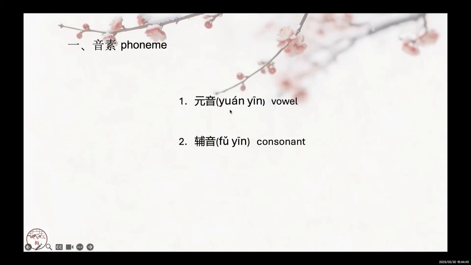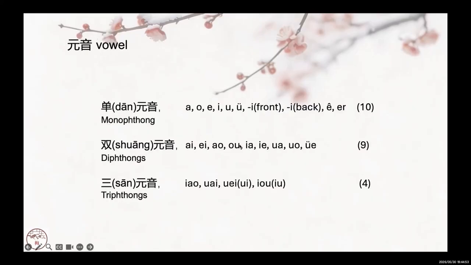For vowel in Chinese, we call it 元音. For consonant, we call it 辅音. For vowels, we have 3 types: single vowel or monophthong, double vowels or diphthongs, and 3 vowels or triphthongs. In total, we have 10 plus 9 plus 4, so 23 vowels.